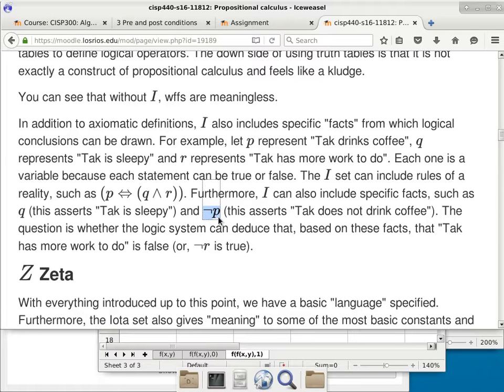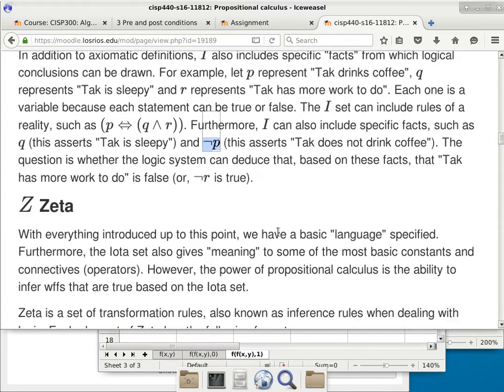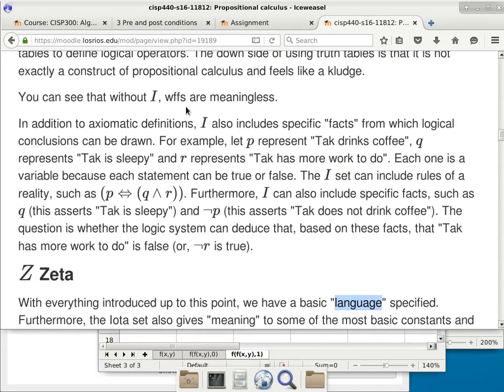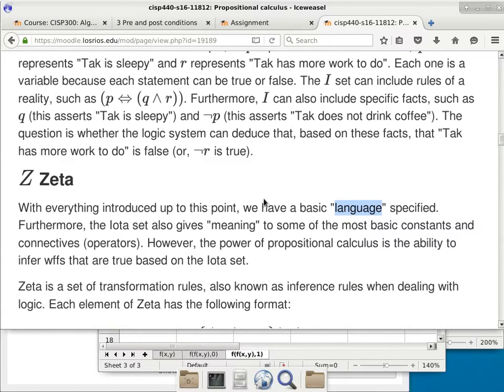Okay. All right. So now we have almost everything here. What we are lacking is zeta. Zeta is a rule, the transformation rules, okay? So at this point we have defined the language itself, we have defined what is true and what is not true, at least the basic stuff by definition. But we haven't really talked about how we transform from one form to another form?